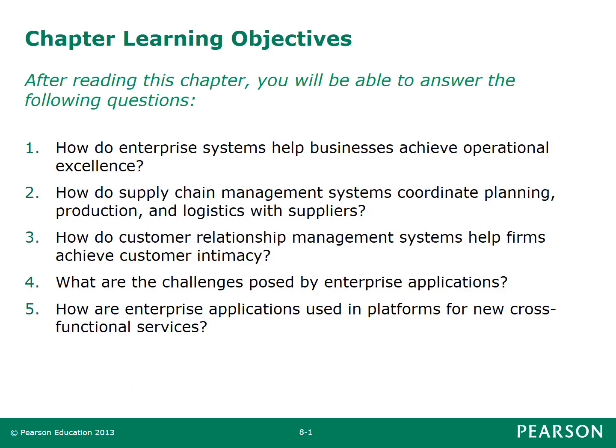In this chapter, we will discuss all aspects of enterprise applications, starting with the ERP system, enterprise resource planning, which we also call the enterprise system. After that, we will discuss the supply chain management system and the customer relationship management system. And finally, the challenges facing enterprise applications, and how enterprise applications are used as a platform for new functional services.